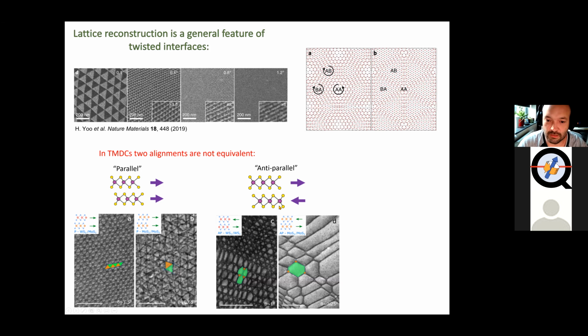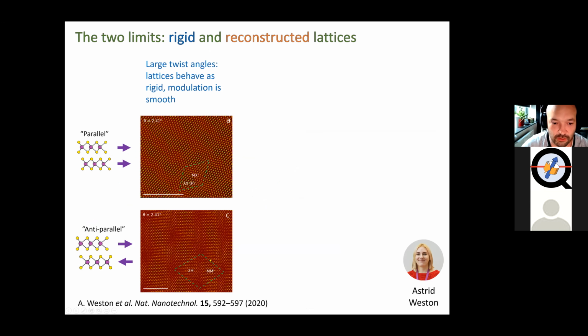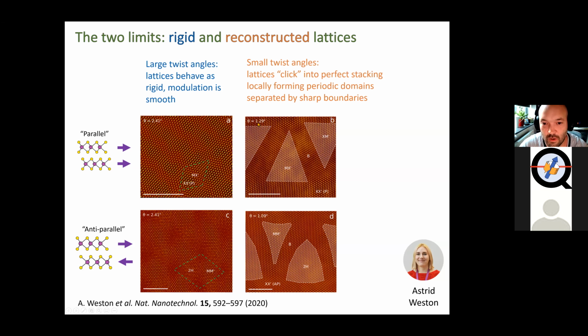And if you put them opposite each other, you have the anti-parallel configuration, which is equivalent to 2H stacking in the bulk. Of course, we started looking closer into this, and when you look at large angles, say 2 or 3 degrees, in this atomic resolution TM image, filtered of course, you can see a modulation of the atomic registry, but it is periodic and there are no domains.